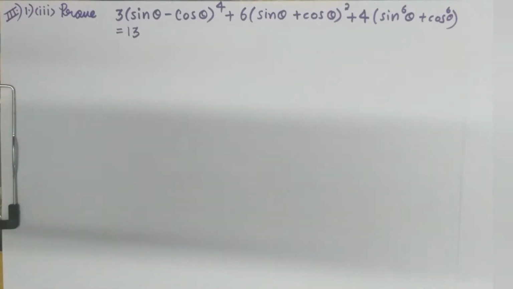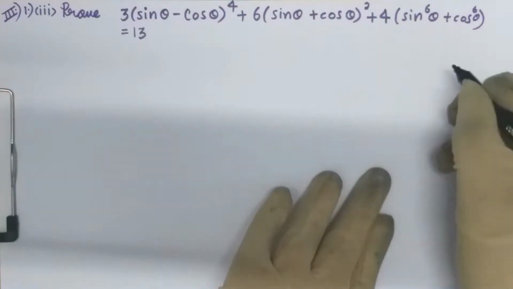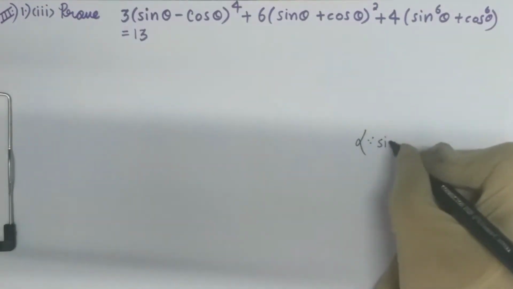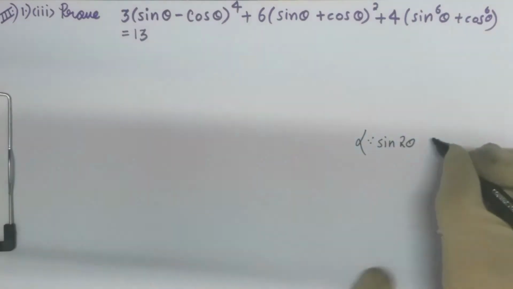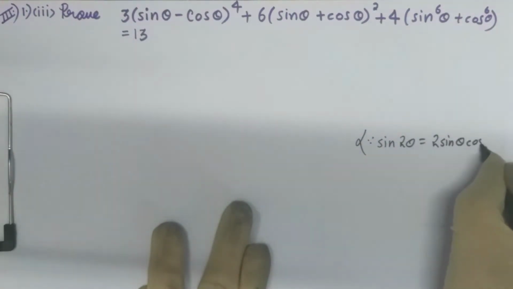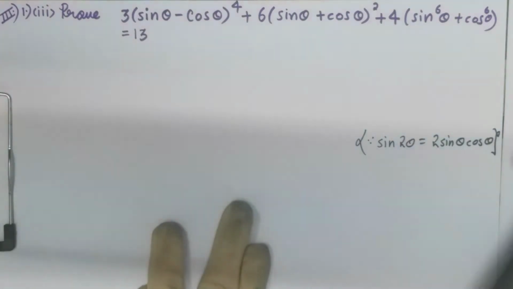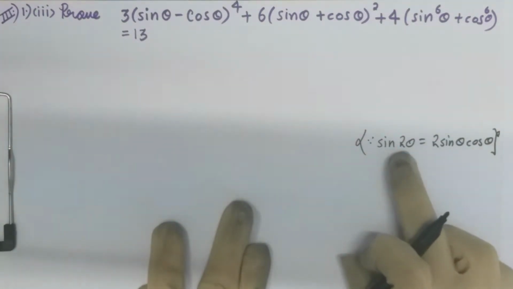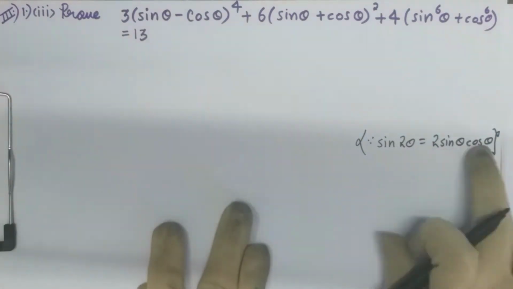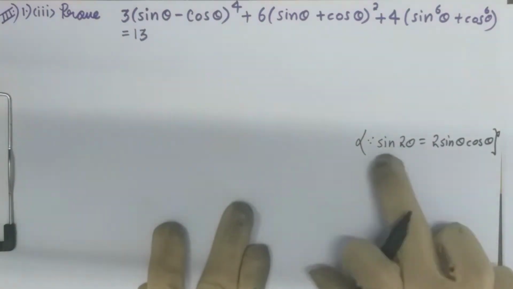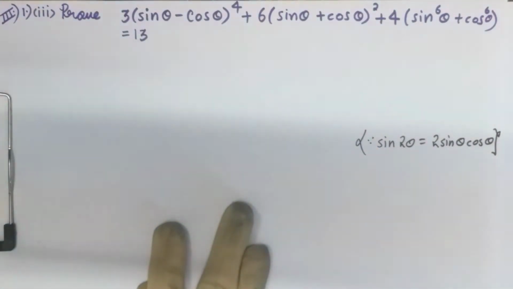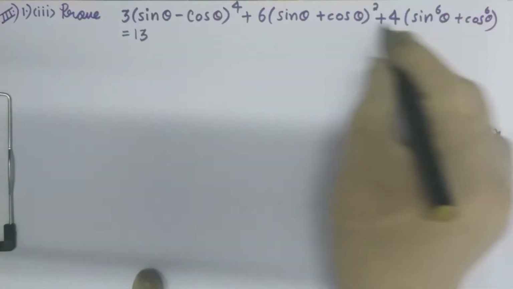So the formula here is sin 2θ = 2 sin θ cos θ. This is the formula which you have in class 11th and you should know it. sin 2θ = 2 sin θ cos θ, or if you are given 2 sin θ cos θ, you should make it equal to sin 2θ. Quickly learn this formula. So here if you observe this question, what we should take here?